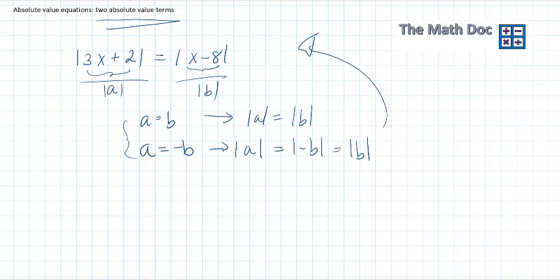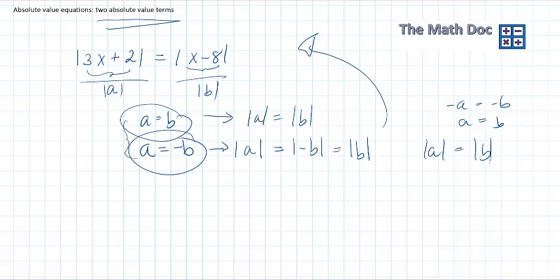And there aren't actually other cases. We can say that B equals negative A, but that's the same as A equals negative B. We can say that negative A equals negative B, right? But if that's the case, we can multiply both sides by negative 1 and get A equals B. So really, these are the two cases we have for an equation like this.